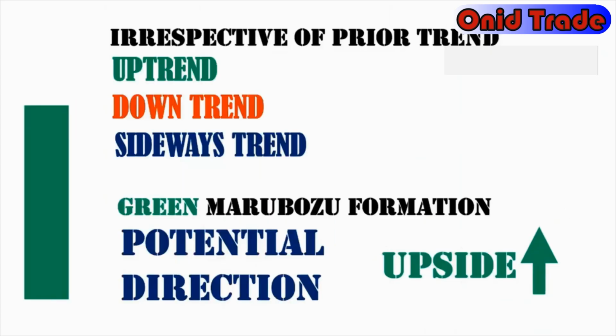So from all these, irrespective of prior trend, whether it is uptrend, downtrend or sideways trend, a green Marubozu formation always indicates the potential direction will be upside. By looking at the Marubozu, we can predict that the momentum will be along the upside.